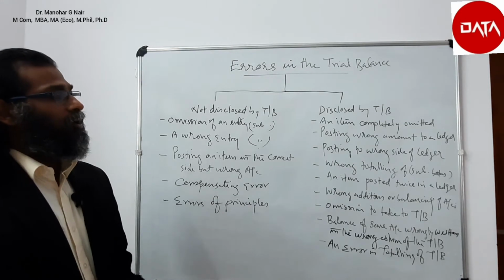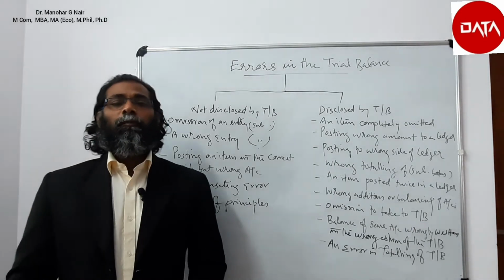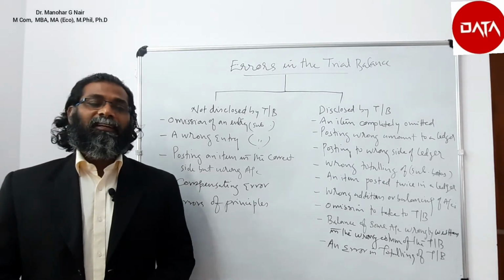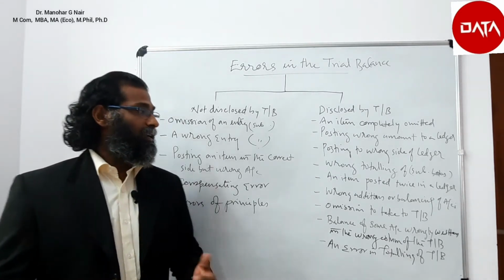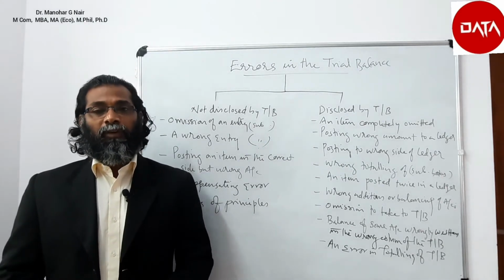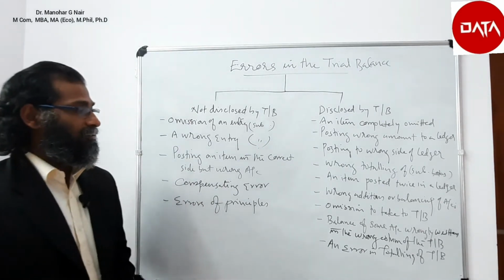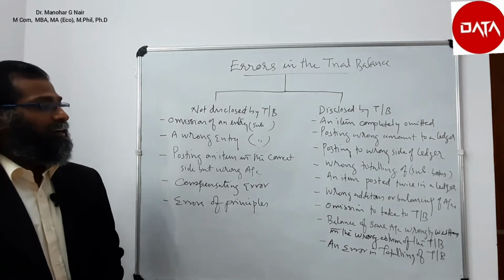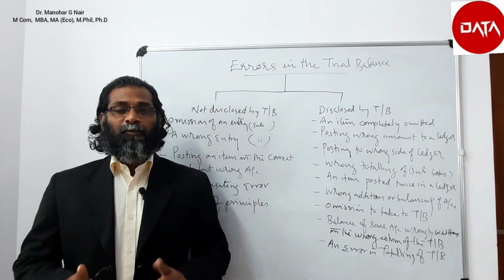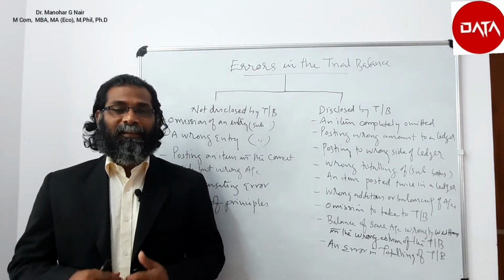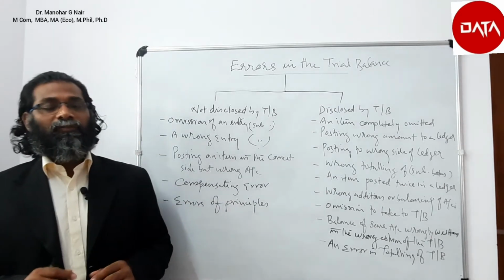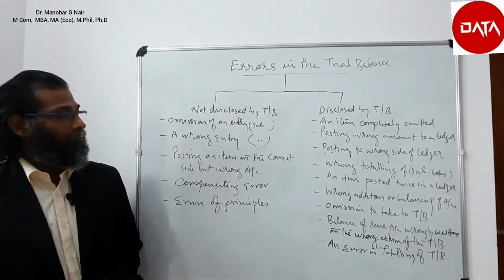Similarly, posting to the wrong side of the ledger account. Instead of posting to the debit side, it is posted to the credit side. Even in that condition, the trial balance will show a disagreement. Then wrong totaling of the subsidiary book will show disagreement in the trial balance. Then an item posted twice in a ledger, instead of posting once, it is posted twice, so that particular ledger will show a higher balance, which will lead to a disagreement in the trial balance.